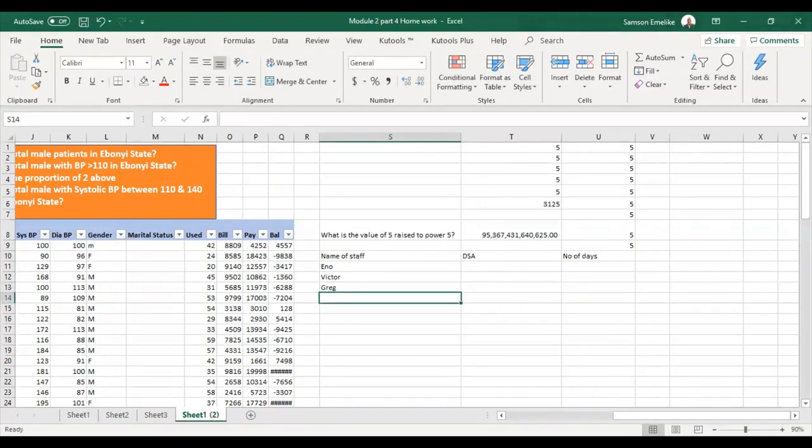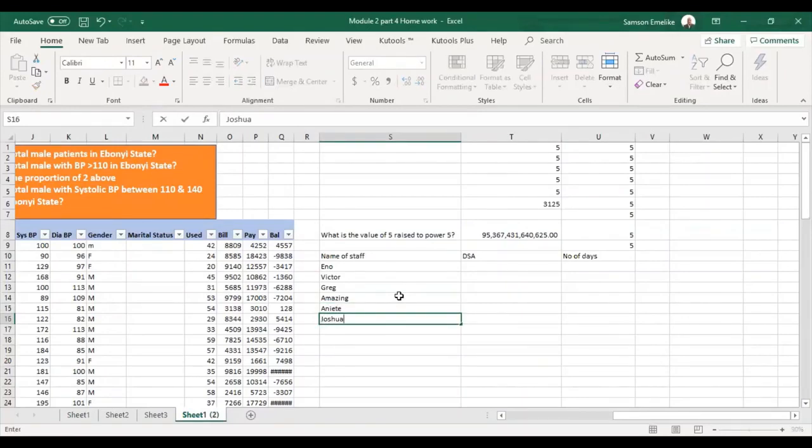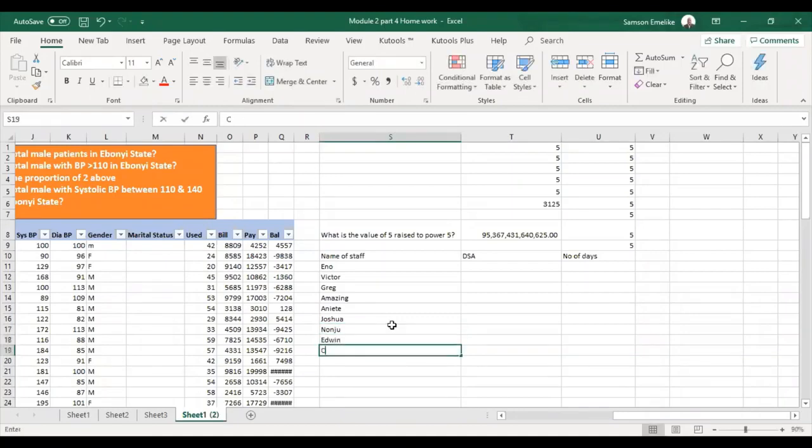How many of these can I easily remember? We have Amazing. We have Aniet. We have Joshua and several others. I'm trying to remember those that I can quickly pick from the attendance sheet here. Okay, Nonju is here. Chioma, Edwin. Edwin is here. Chioma is here. So assuming these are all our staff.